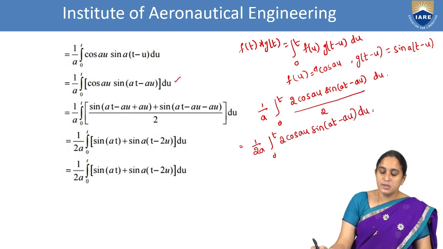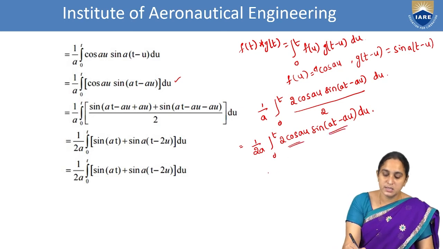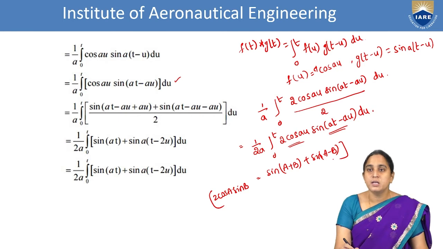It's 2 cos A u into sin A(t minus u) form. What is the formula of 2 cos A sin B? That is sin(A plus B) plus sin(A minus B). This is the formula. Then you can write the formula in the above step: sin(A plus B) plus sin(A minus B) form.